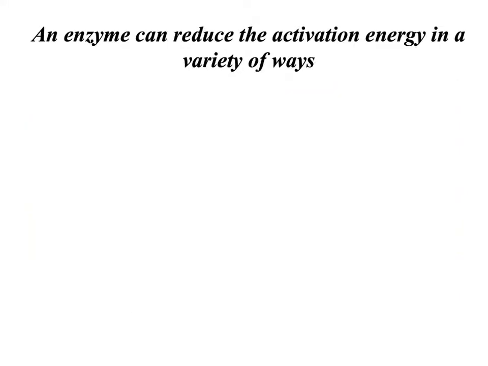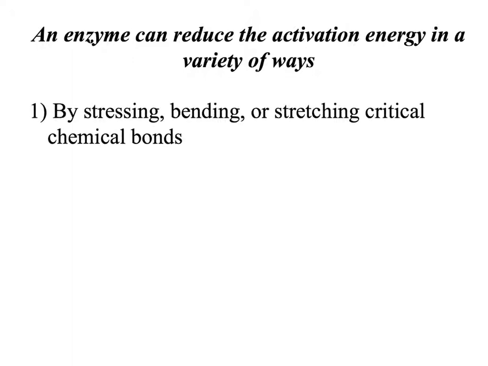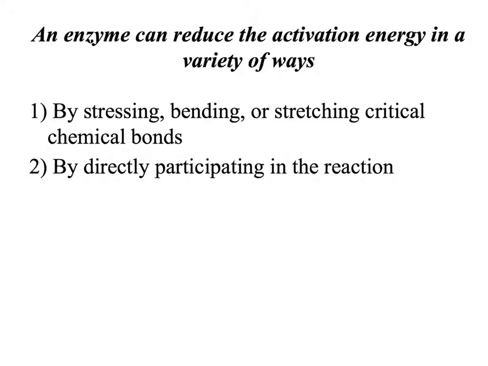There are many ways that enzymes reduce the activation energy. The first way is by stressing, bending, or stretching critical chemical bonds. So in our example of lactase, the lactase takes the bond between the two sugars and stretches it so that it is strained and easier to break. Another way to lower the activation energy is by directly participating in the reaction. Some enzymes get directly involved in everything. They grab hold of the substrate, participate in the reaction, and hold those transitional molecules before producing the products.